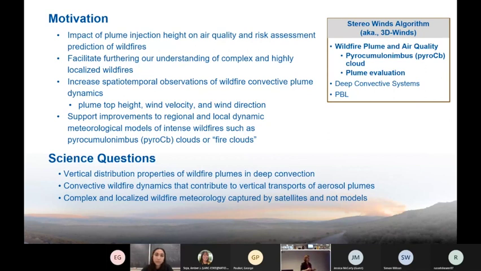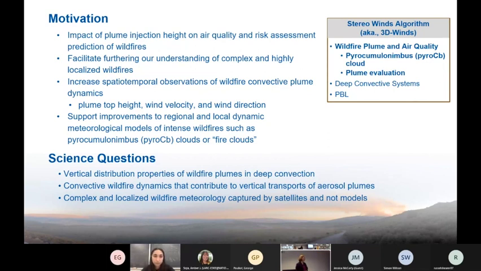So therefore, if we're looking at a combination of satellite images and there's features that are moving, then that's what we can track. And we can use several different wavelengths for that, depending on the satellite pairings that we're using. So again, the algorithm that we're using provides plume top height, wind velocity, and wind direction. And especially the top height, that's something different that GOES, for example, cannot provide.